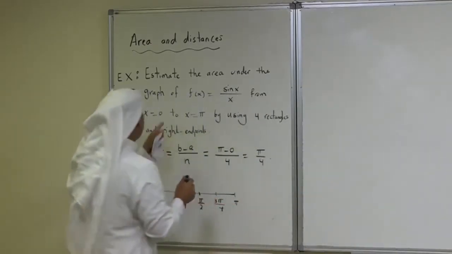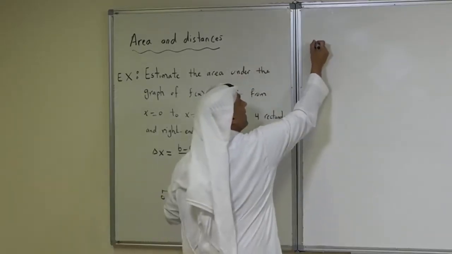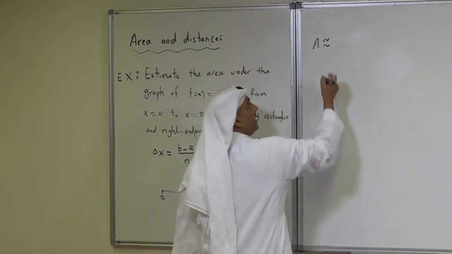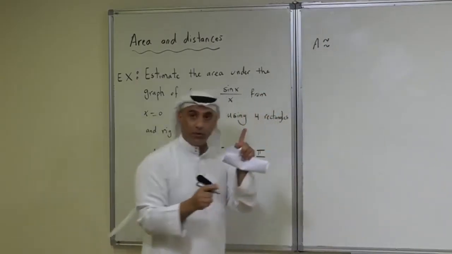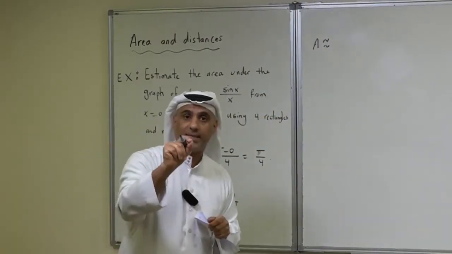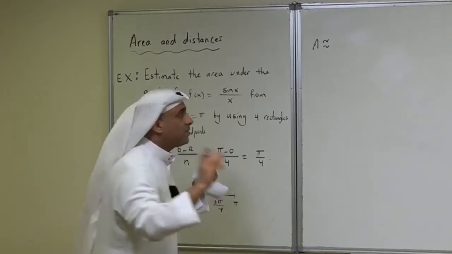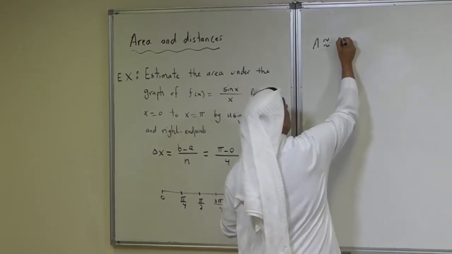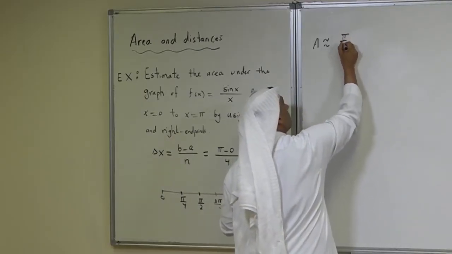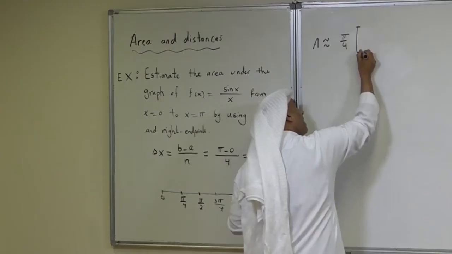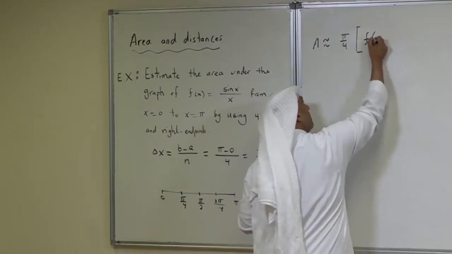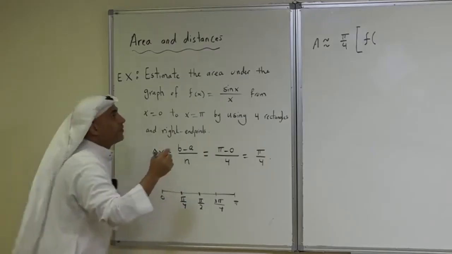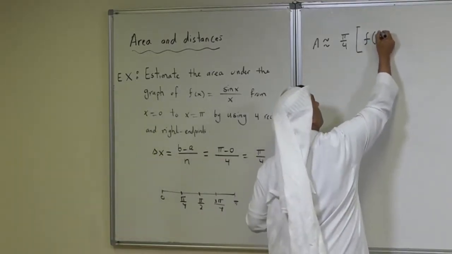So how do we approximate the area? The area will be approximately equal to, as we said, the summation i equals 1 up to 4 of f of x i times delta x. What is our delta x? Our delta x is pi over 4, so I will take pi over 4 as a common factor. Then what is the value now? In the first sub-interval, we take the right point, so it is pi over 4. So it is f of pi over 4.